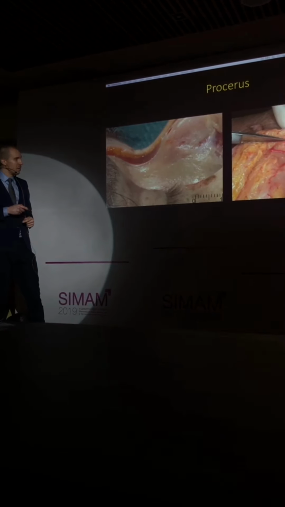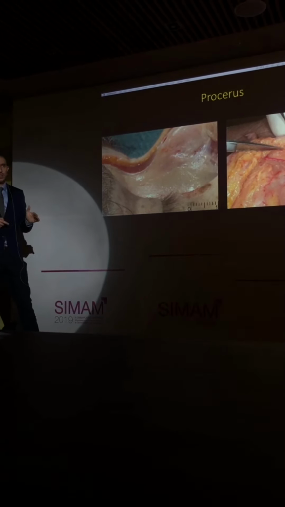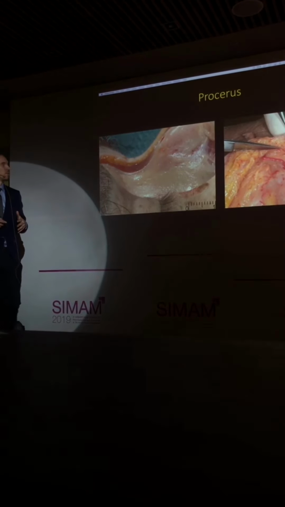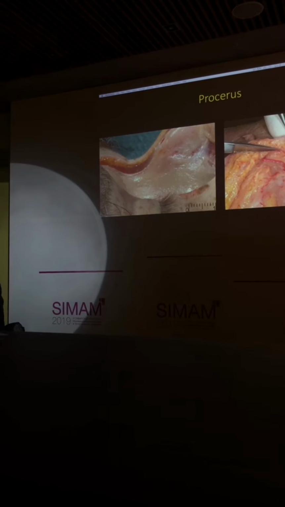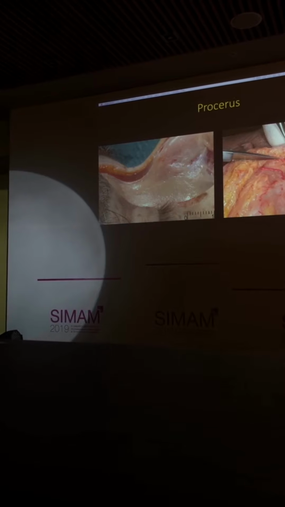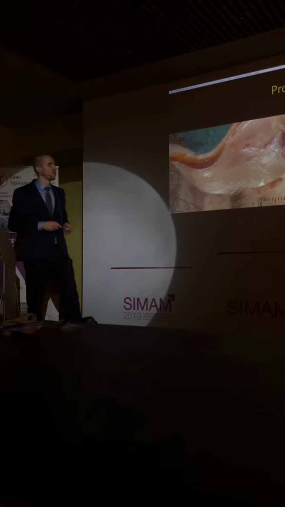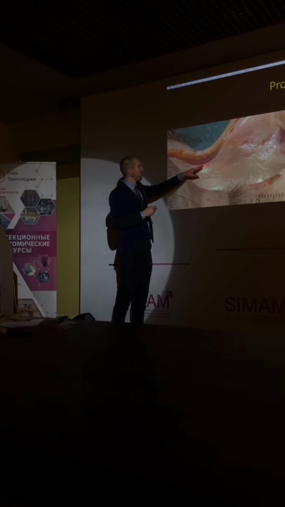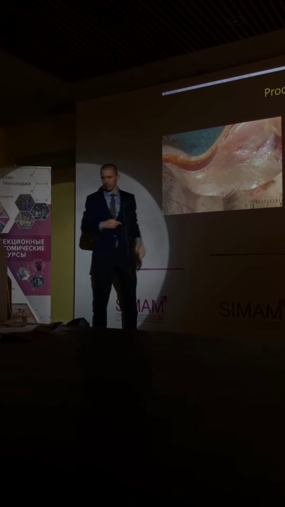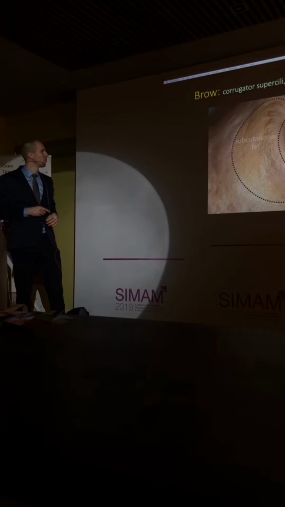If we talk about filler injection in the radix, it's important to remember that the arteries run on top of the procerus and smooth muscle layer, on the surface. That means both fillers and botulinum toxin injections should go rather deep here.